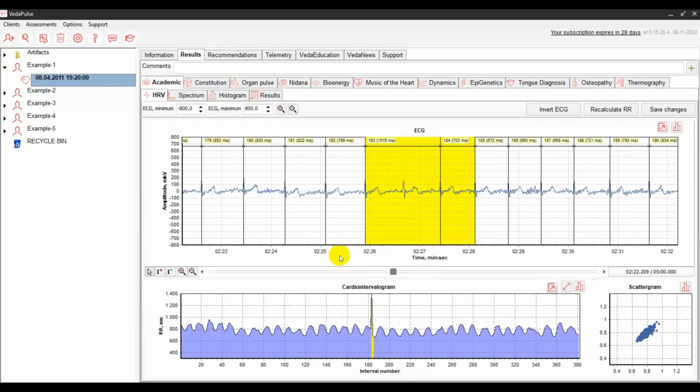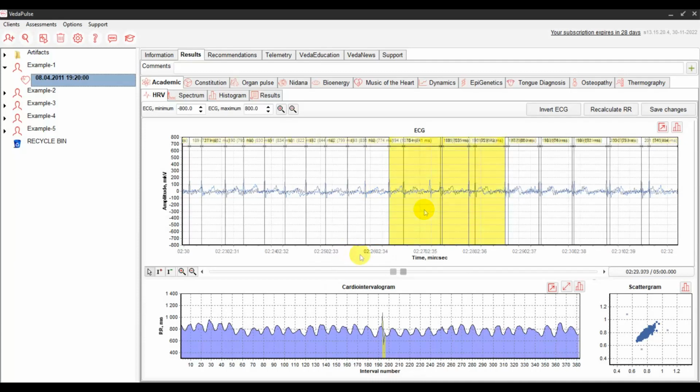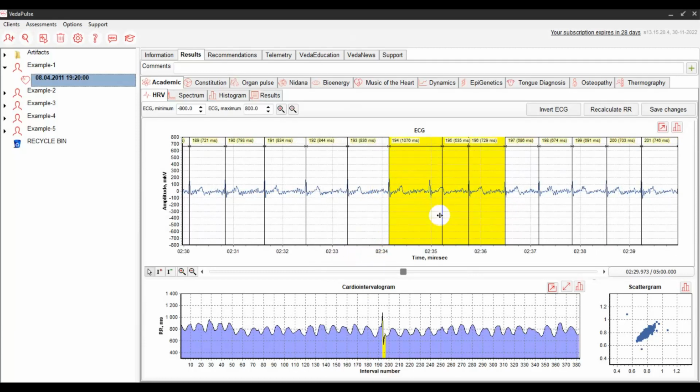Second case. If there is no marker on the ECG site on one of the R waves, right-click on the wave and select Insert R Marker from the context menu. The third case is a displaced marker. In this case, just drag the marker onto the unmarked R wave, while holding down the left mouse button.